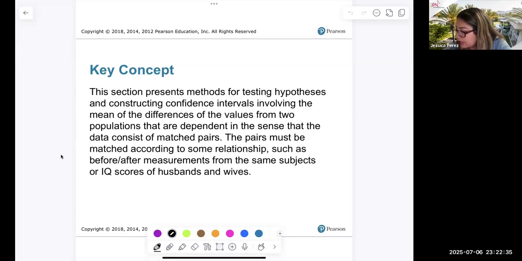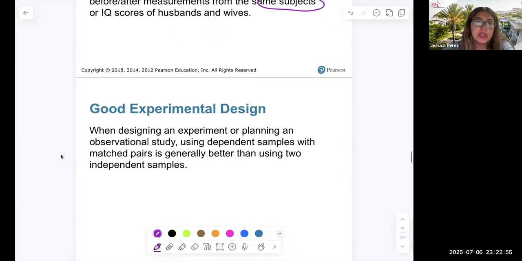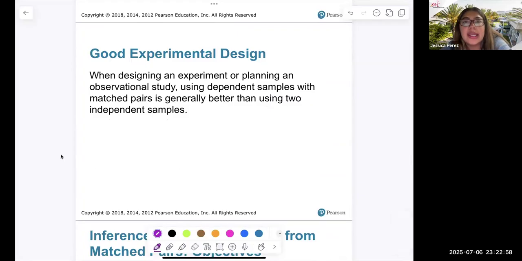So in this section, we have dependence or data that consist of matched pairs. The pairs must be matched according to some relationship, such as the before and after of the same subjects or IQ scores. So we're going to be looking either at the same subjects or they have to have some sort of relationship. Let's begin by talking about a good experimental design when we're dealing with these types of population means. When designing an experiment or planning an observational study using dependent samples with matched pairs, it's usually a better one than using two independent samples.